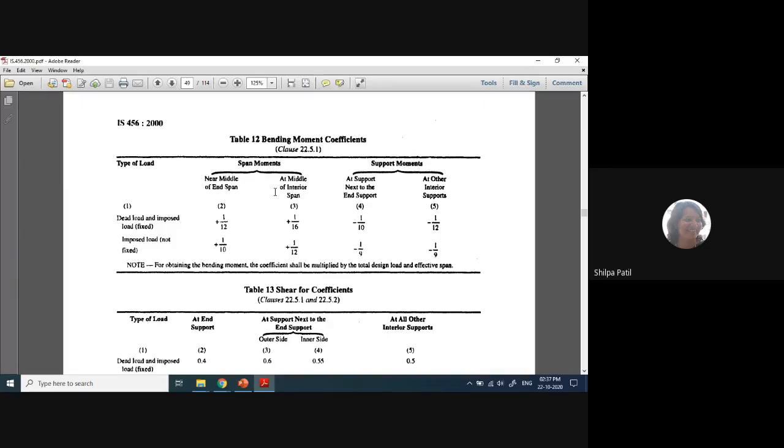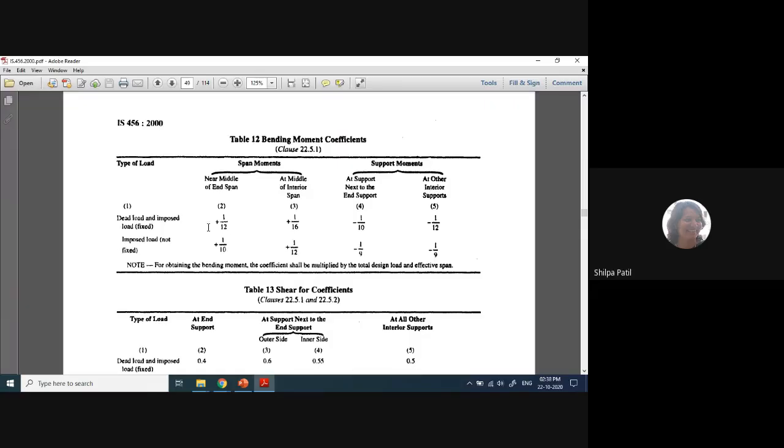Now in case of a continuous slab, we have to find out the moment at the span also, that is at the middle of the span, and at the support also, over a continuous support. The end supports, obviously, are considered as simply supported, so the moment will be 0 there. So at intermediate supports, we need to find out the support moments. These span moments and support moments and their corresponding coefficients are given.